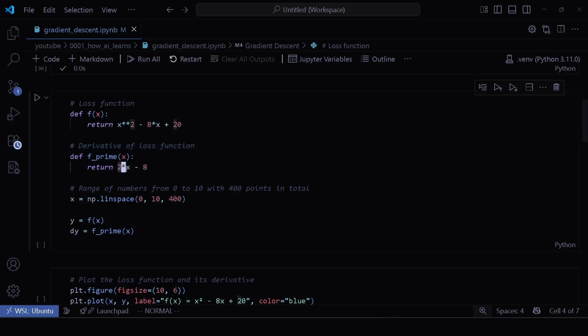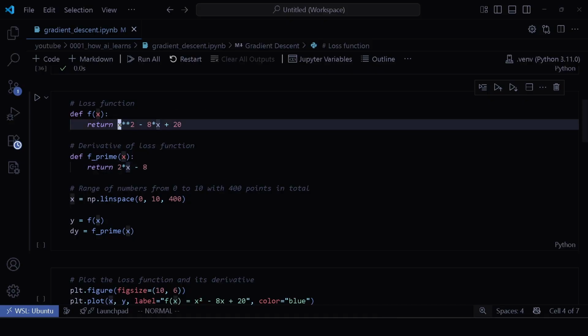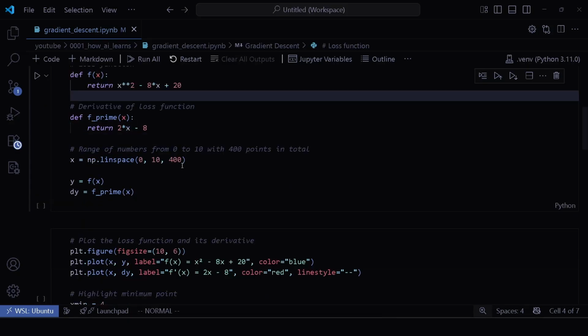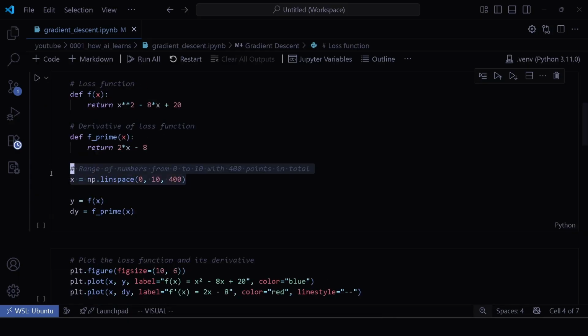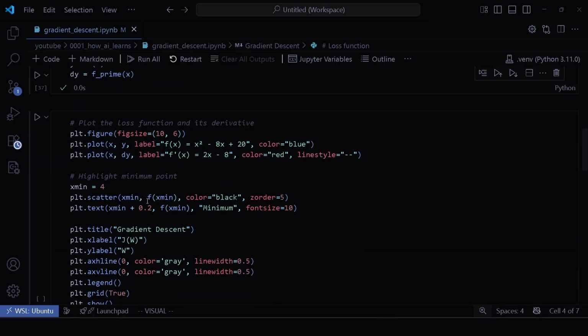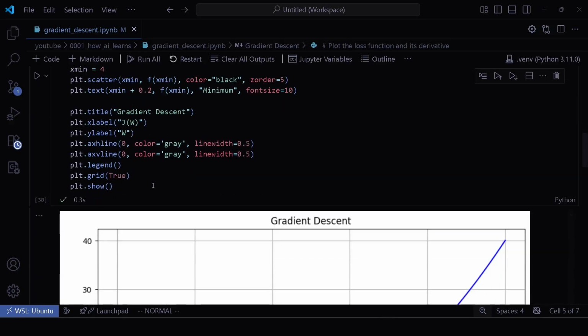So for example, we got this term by multiplying x here by 2, which is the exponent, and then subtracting 1 from 2. So you get 2 times x to the 1. And then, of course, you drop the constants. And here we're making a range of numbers from 0 to 10 with 400 points in total, equally spaced. We're just doing this to make a line for visualization's sake in the next code chunk over here.